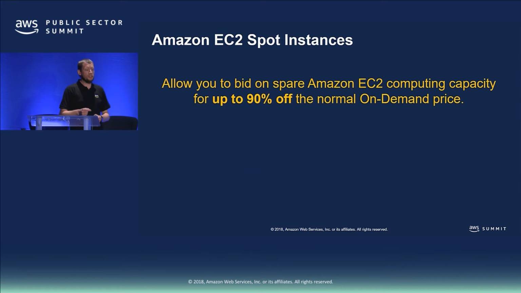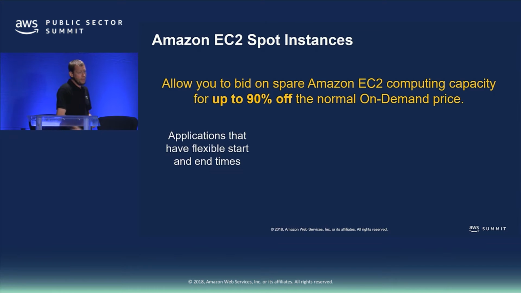At the other extreme are spot instances. These allow you to bid on spare Amazon EC2 capability for up to 90% off the on-demand price. This is great for applications that have really flexible start and end times. So if you have a batch workload or it's something that you only need to run occasionally, perhaps you want to do some ad hoc analysis of a big data set.